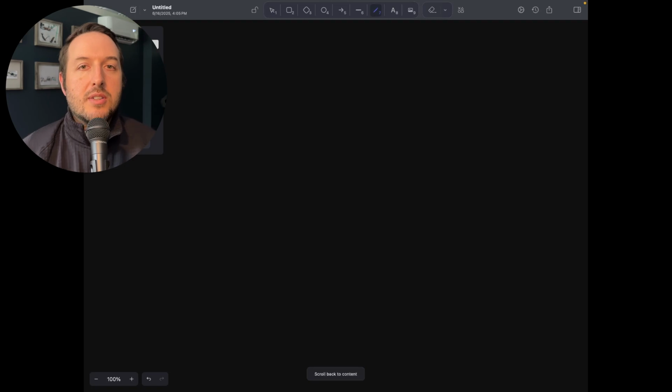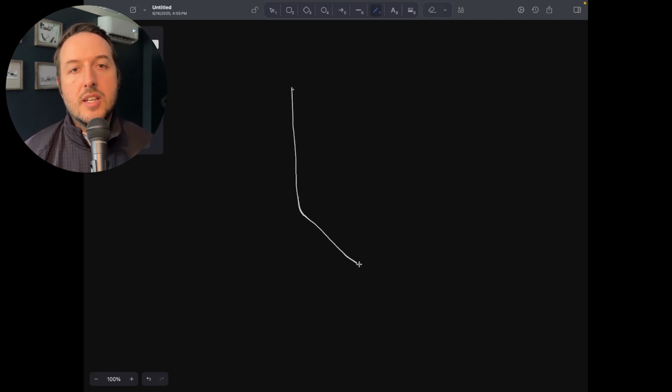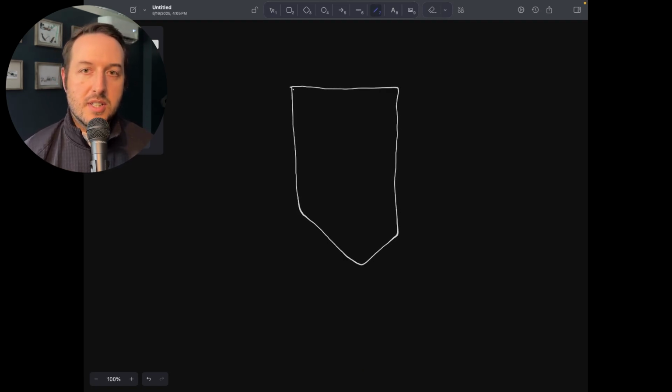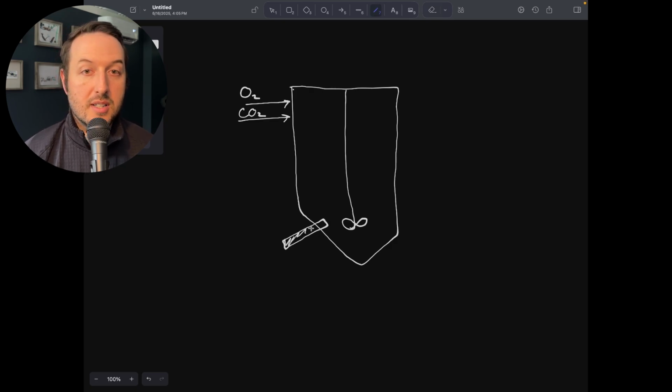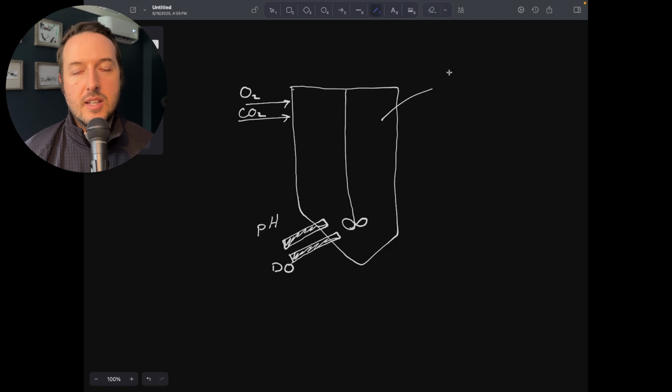Now let's bring it back closer to home and imagine you're working in bioprocessing or biomanufacturing, and you have a complex unit operation like a bioreactor. And your job is to make this process repeatable so that hopefully you produce the same product every batch. You've got gases flowing into your system and you're measuring things like pH and dissolved oxygen in real time. And you've got an agitator that's keeping everything well mixed.